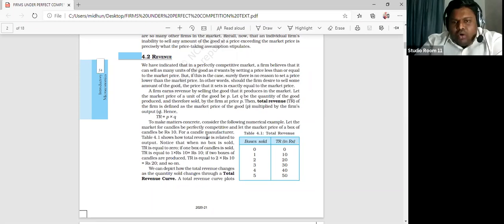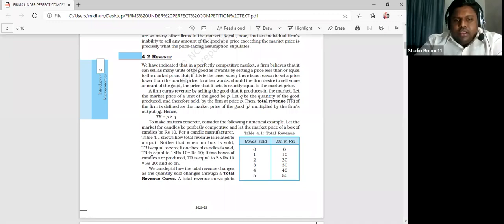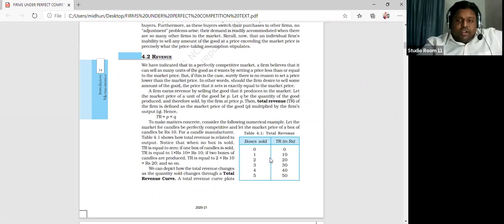Table 4.1 shows how total revenue is related to output. Notice that when no box is sold, total revenue is equal to 0. If 1 box is sold, TR is equal to 1 into rupees 10, that is 10. If 2 boxes of candles are produced, TR is equal to 2 into rupees 10, that is rupees 20, and so on. Price into quantity sold in the market.